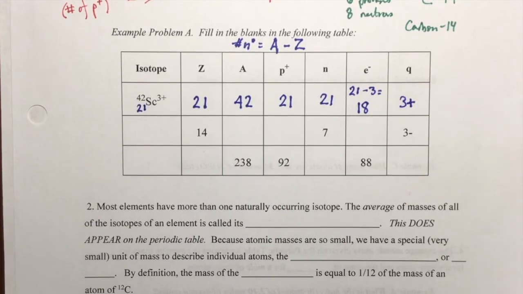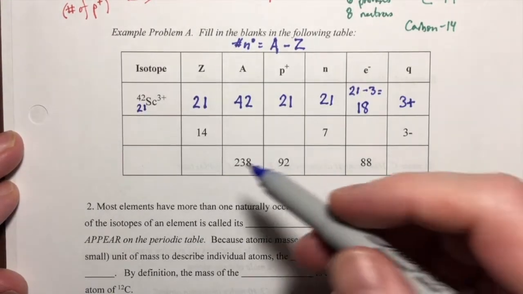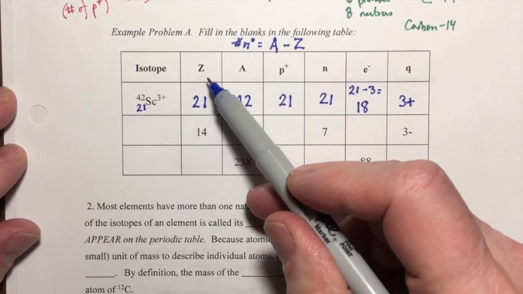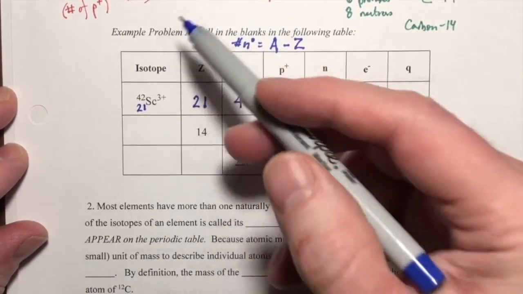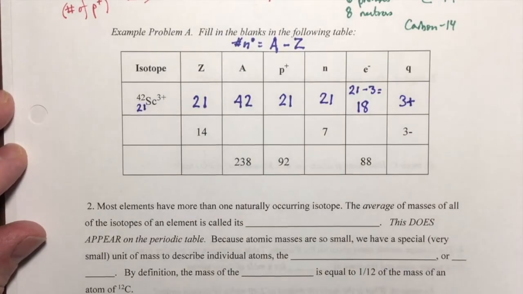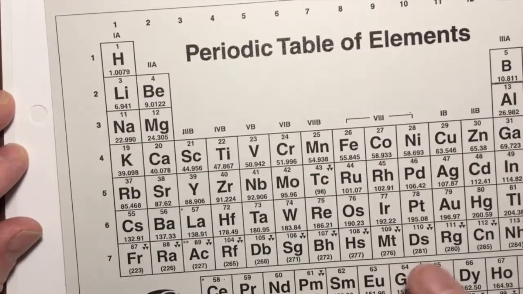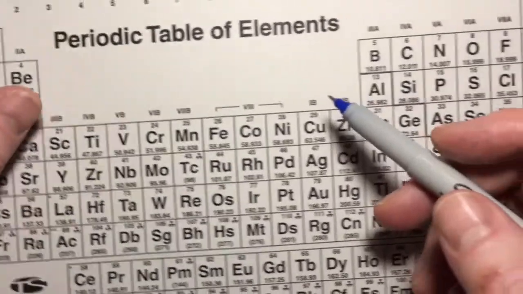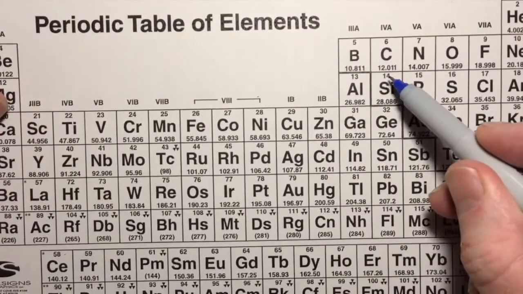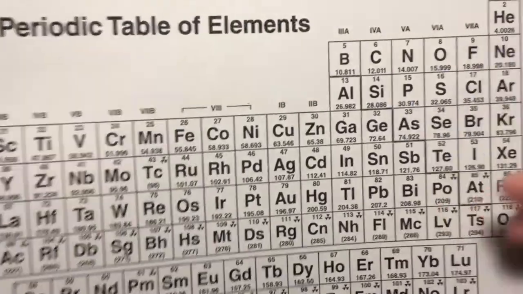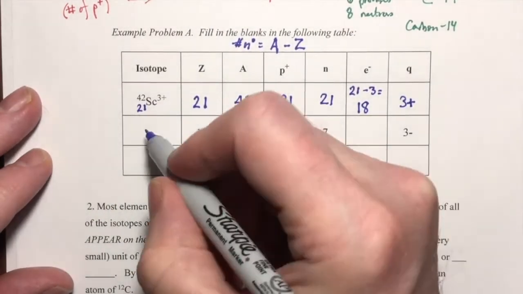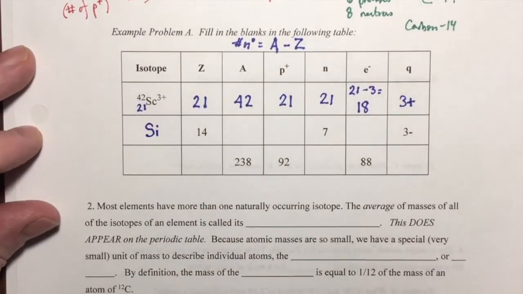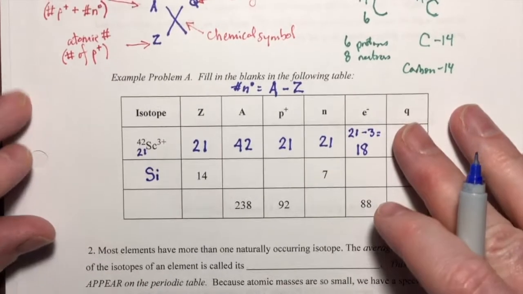Okay, I'm assuming that you're coming back from doing this work, so let's take a look at what we have. For this second row, I have the Z. What is the Z? That's the atomic number, which is 14. Well, if the atomic number is 14, where is that on my periodic table? It's right here. Atomic number is 14. That must be a silicon, right? So we're going to write in Si for the element there.